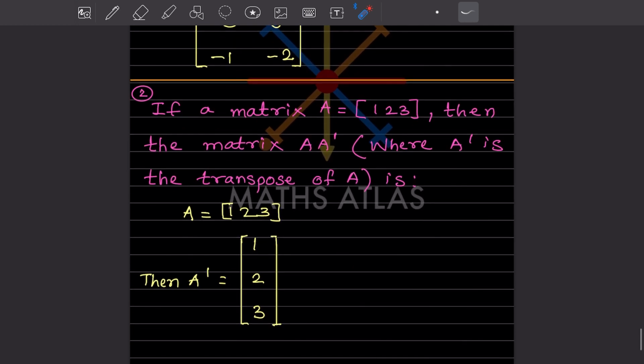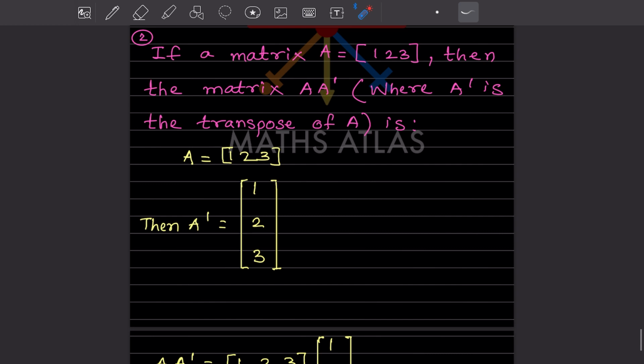Now it's given here, if a matrix A is this, and the matrix A dash, where A dash is the transpose of A, is this, what will be the answer? So let us start with this A matrix. A dash is going to be 1, 2, and 3. We are going to write it in a vertical way. So now we want A times A dash. A is here, so we'll write the same A over here, and A dash we already got, so we are going to write it here.